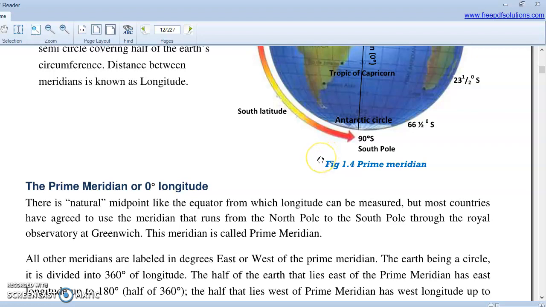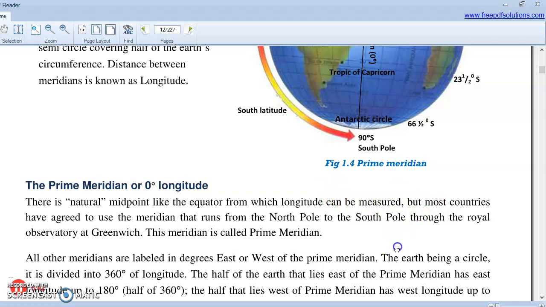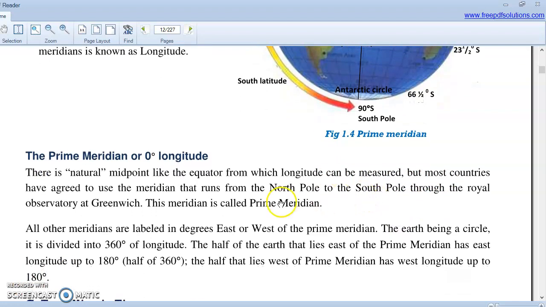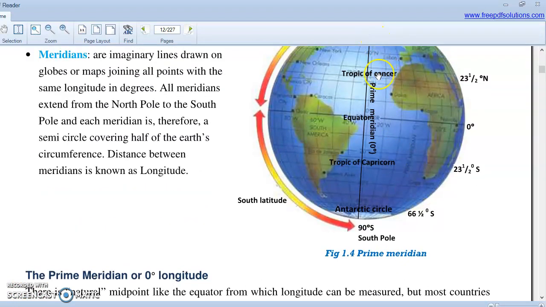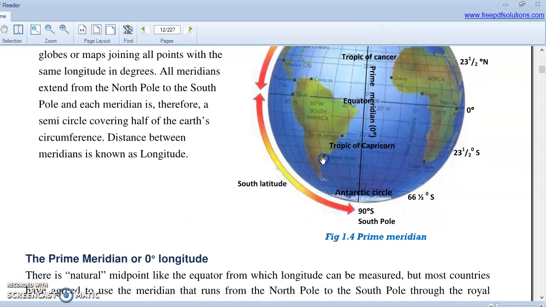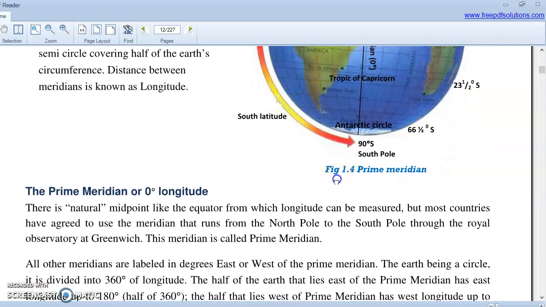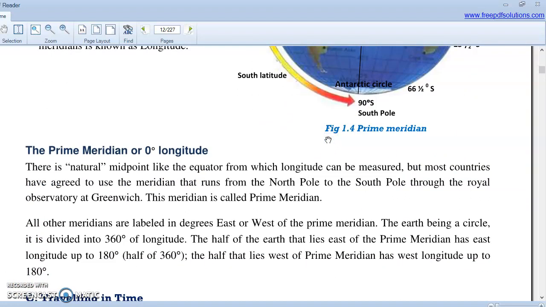So there's a natural midpoint like the equator from which longitude can be measured, but most countries have agreed to use a meridian that runs from the North Pole to the South Pole through the Royal Observatory at Greenwich. This meridian is called the prime meridian. So there is a city called Greenwich, and most countries have agreed to start measuring longitude from there. All other meridians are labeled in degrees east or west of the prime meridian.